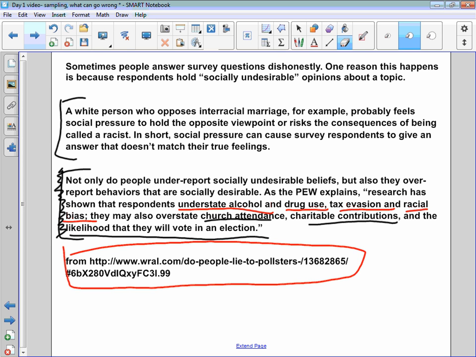Now, this is not a problem with how you designed your survey, this is not a sampling frame error. This has nothing to do with your randomness. This just has to do with people lying to you when they answer the questions. And so it's important to distinguish between those two different types. Is the problem in how we design the survey from the ground up, or is the problem with how people are responding to the survey because they're not being honest?